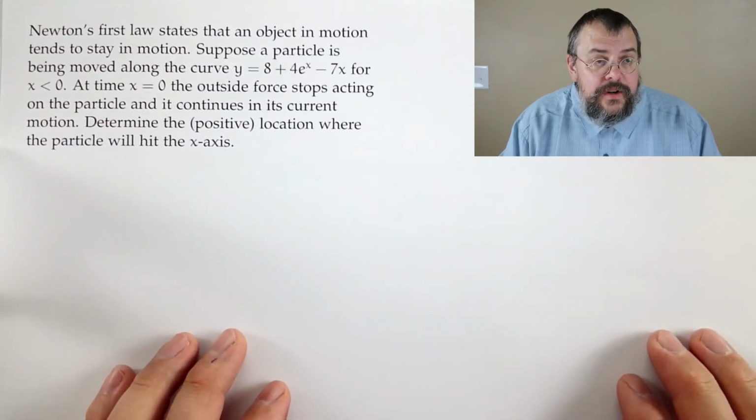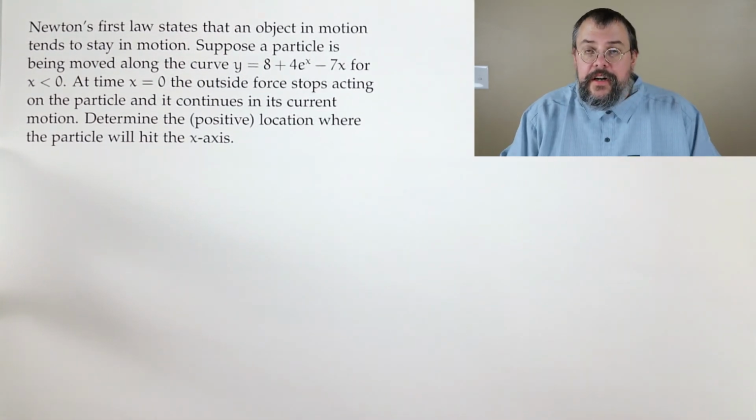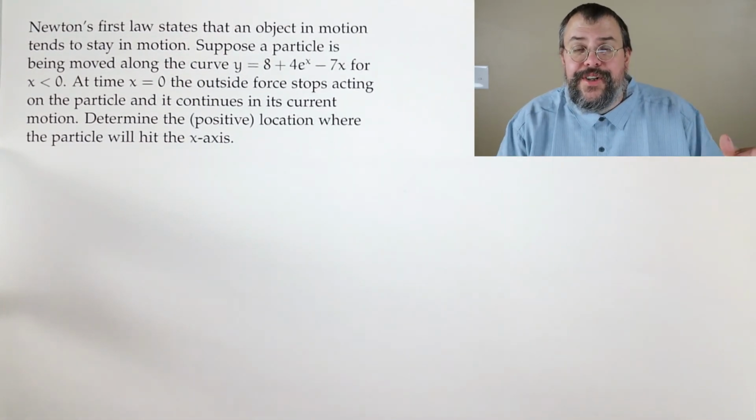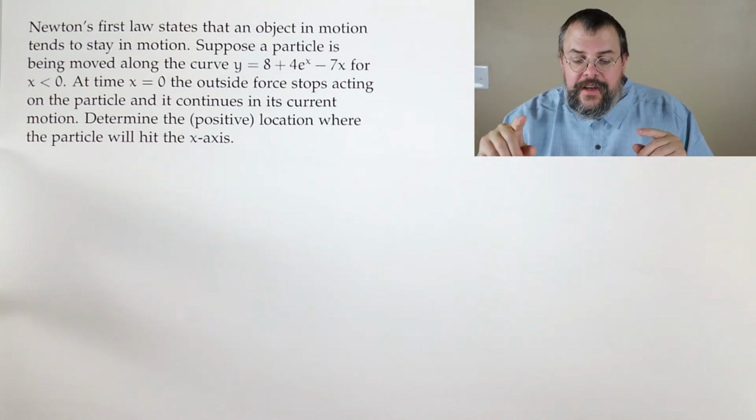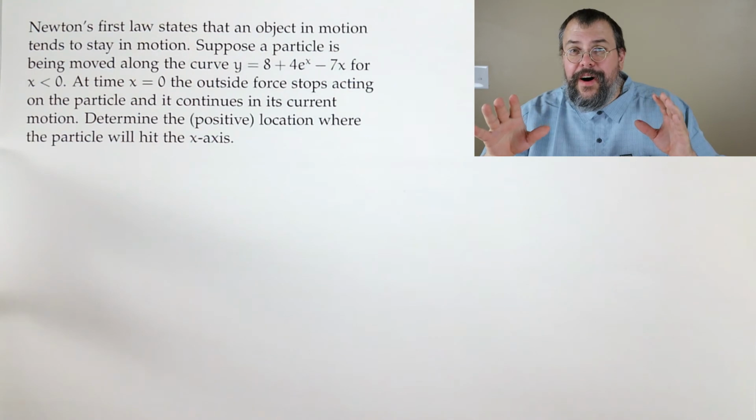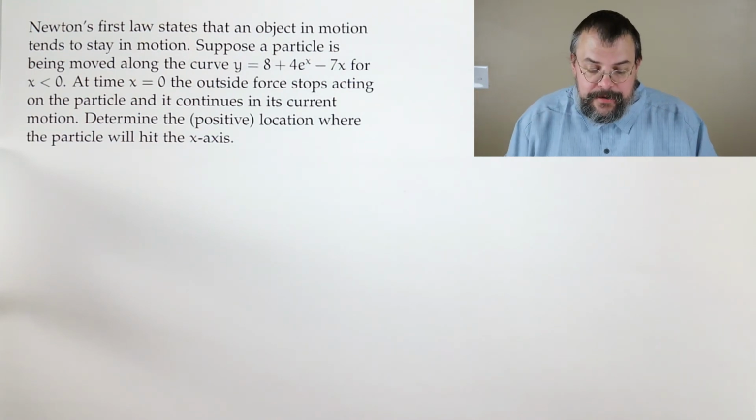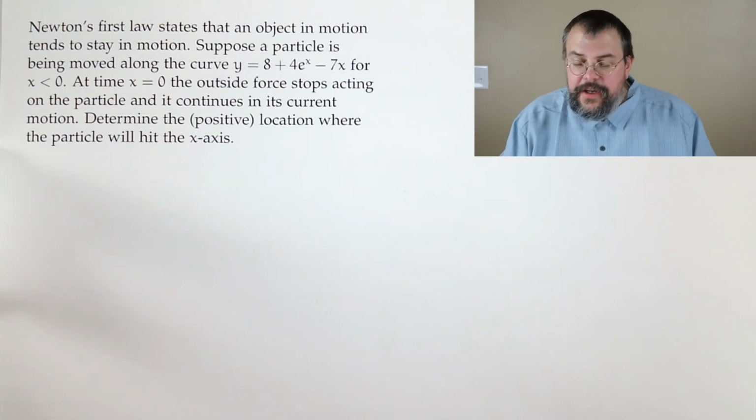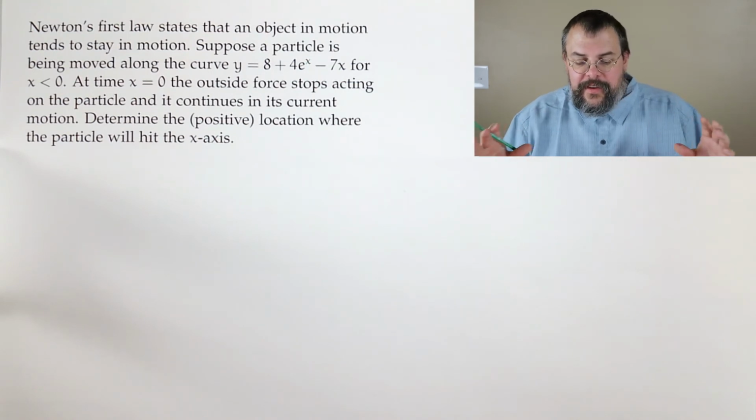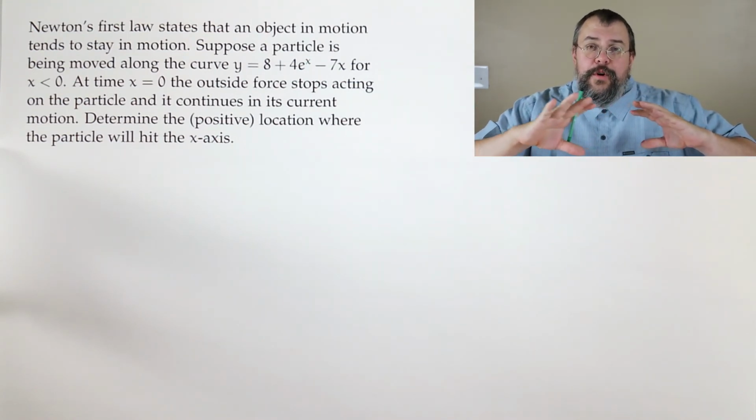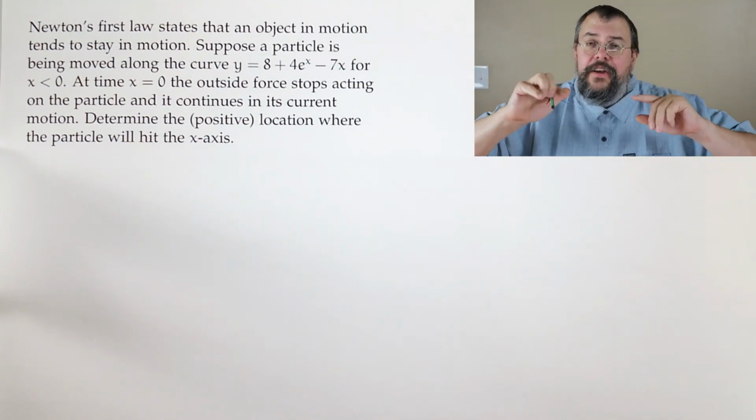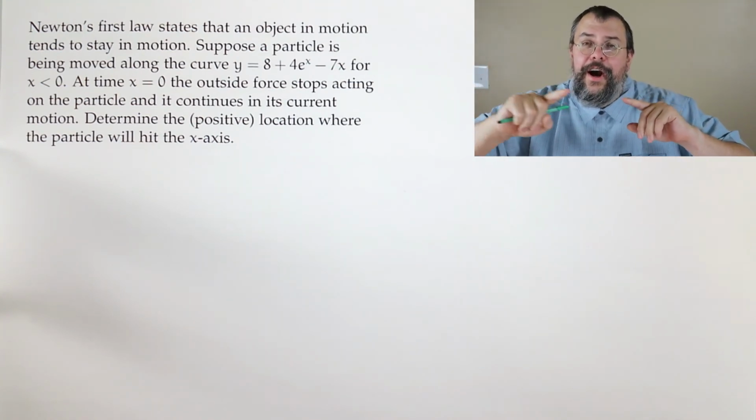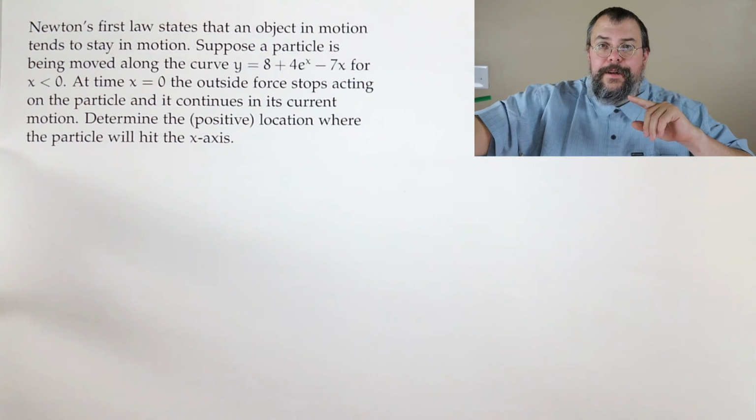So, Newton's first law states that an object in motion tends to stay in motion. So if I'm moving along, I'm going to keep moving along, unless, of course, I'm acted on by some outside force. So in particular, we're going to do our classic physics thing, where we're moving along in a vacuum, in space, and there's no gravity. So when I move along, how do I move? I move in a straight line.